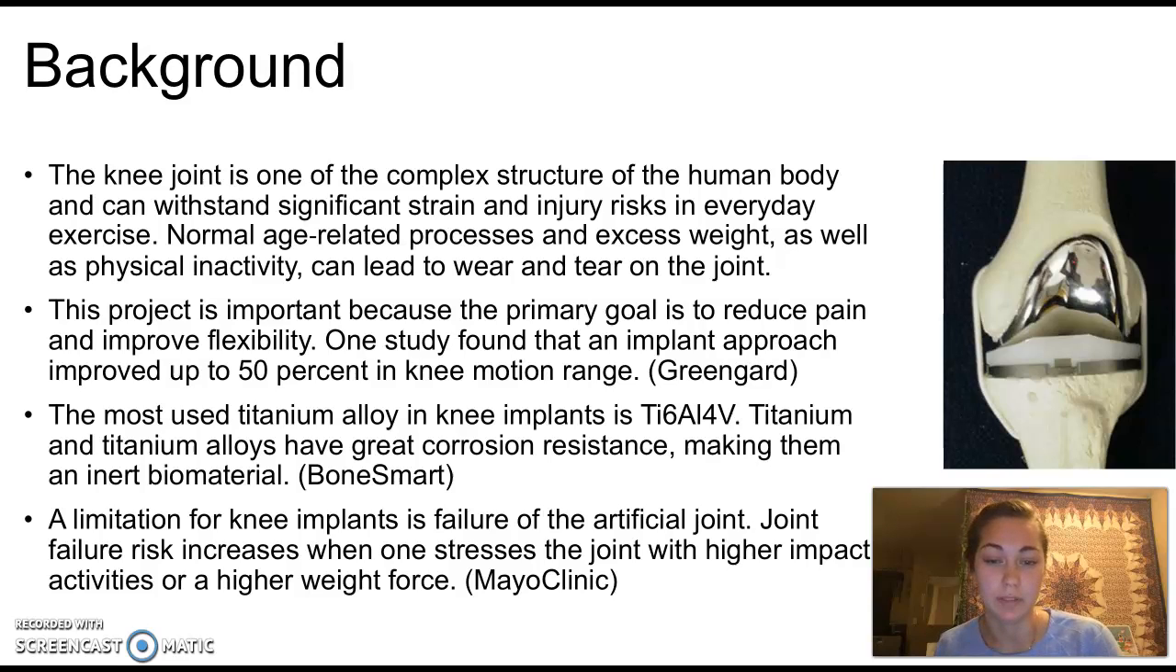Titanium is the most commonly used implant material. Titanium and titanium alloys have great corrosion resistance, making them an inert biomaterial. A limitation for this is that there is failure of the artificial joint, and joint failure risks increase when one stresses the joint with a higher impact activity or a higher weight force.